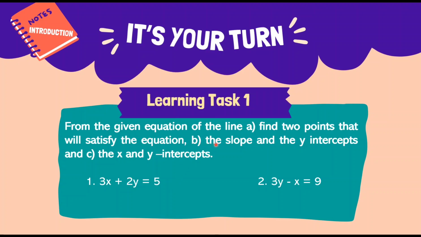And then for letter B, the slope and the y-intercept. So syempre, you need to change first the given equation into slope intercept form, which is y is equal to mx plus b. And then after changing that, you can easily find out our slope, which is our m, and our y-intercept, which is our b, or the constant term.